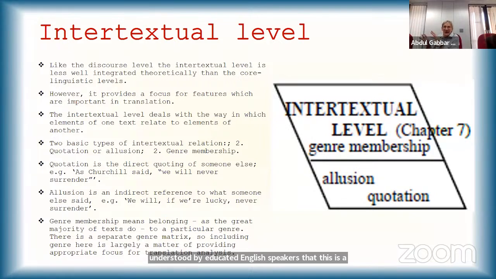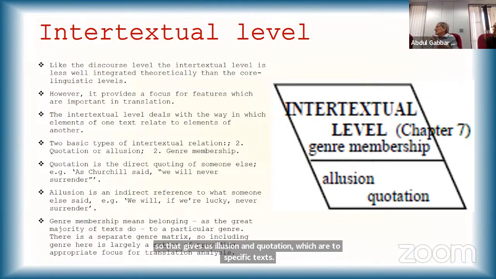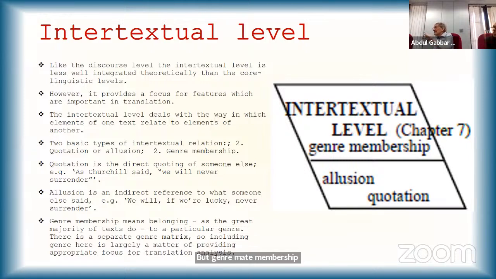Okay, so that gives us allusion and quotation, which relate to specific texts. But genre membership is to do with not a relationship to specific texts, but relationships to a whole class of texts and potential texts even that don't yet exist. So we can think of various genres. We'll come on to this in the next slide.